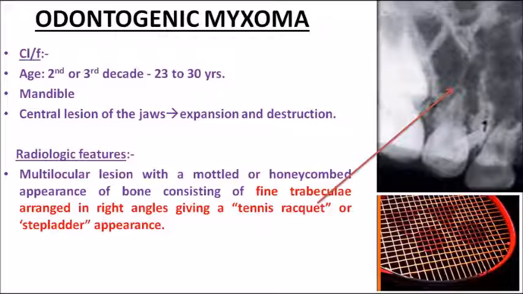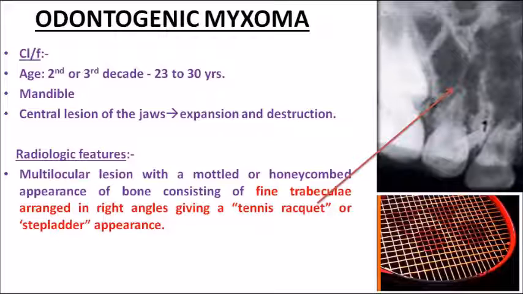Now coming on to odontogenic myxoma. For odontogenic myxoma, the radiological feature is the only thing important from the MCQ viewpoint. As the term implies, it contains both the epithelium as well as the connective tissue part. Myxoma is the connective tissue part. It has both parts, and the most common location is the mandible.